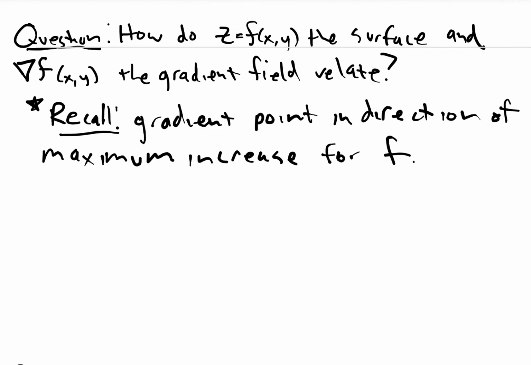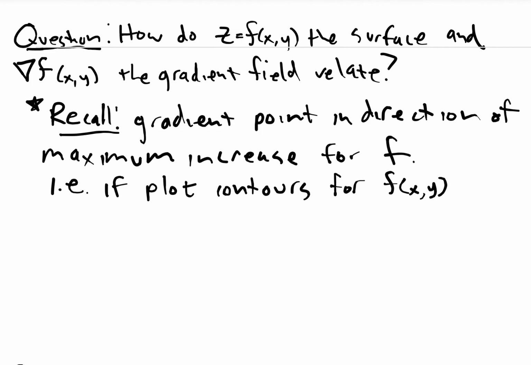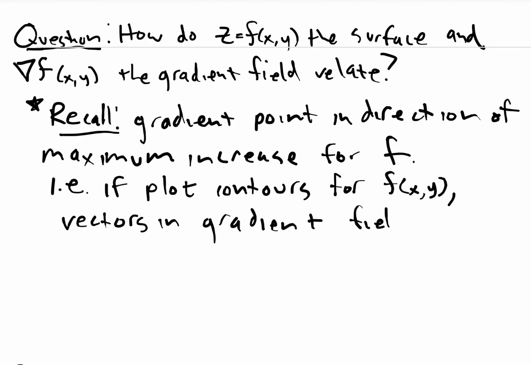If we're talking about a 2D function, like I've named here, what that suggests is, if you had a contour plot, which was how we demonstrated this before, if you plot the contours for your function f, kind of like your contour map for your surface, these gradient vectors, the vectors in your gradient field, should point orthogonal to those contour lines. These point orthogonal to my contours.